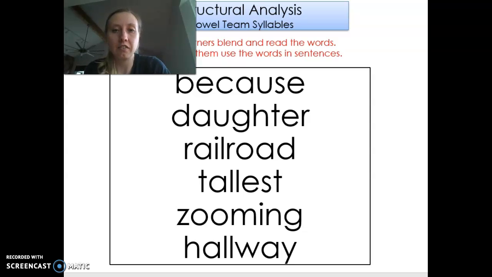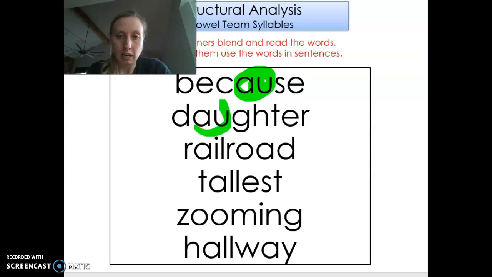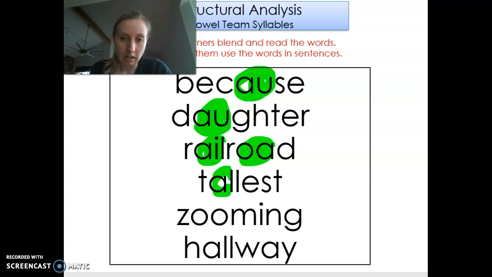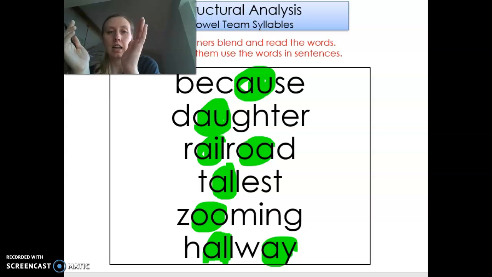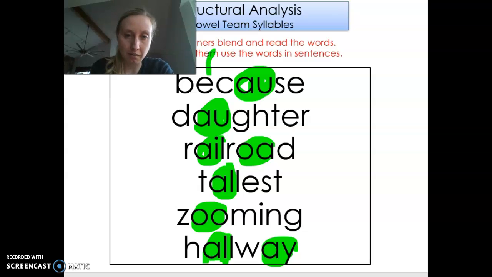Okay, let's do a couple more. So first of all, let's find the vowel team. Generally, it has two vowels. So it would be AU. There are two in this one, AI and OA. This one would just be AL. This would be OO, and this would be AL and AY. Okay, let's do it. Let's make the sounds. Syllables. Because.